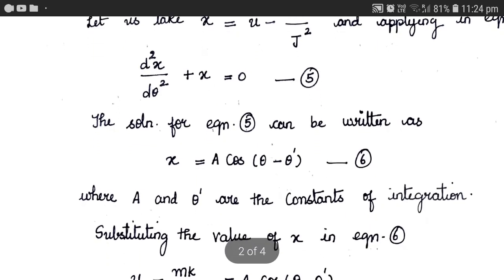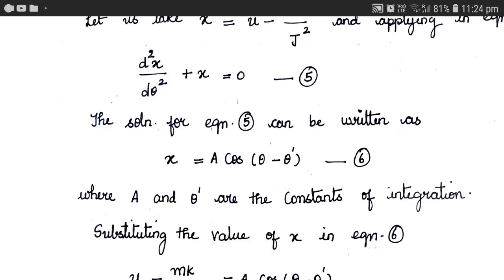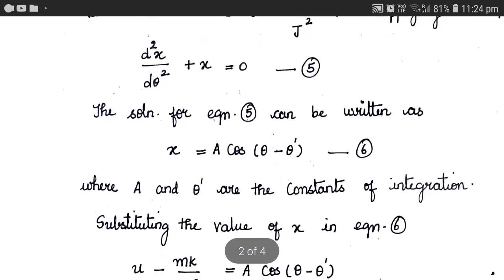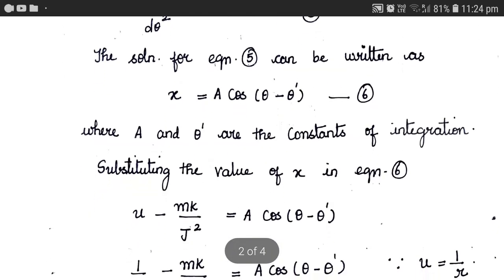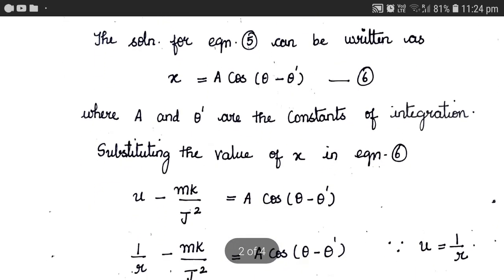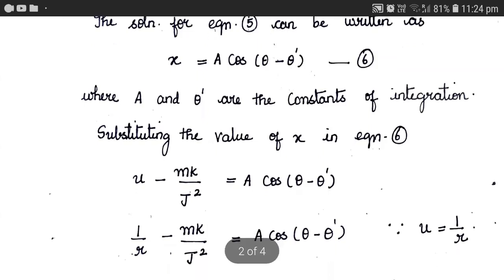Equation 5 is a second order differential equation which can be easily solved, and a solution can be written in this form of equation 6 as x equal to a cos theta minus theta prime. Here a and theta prime are simply the constants of integration. Again, let us substitute the value of x now in equation 6, that is in the solution part. If we substitute u in place of x, we get u minus mk by j square is equal to a cos theta minus theta prime.